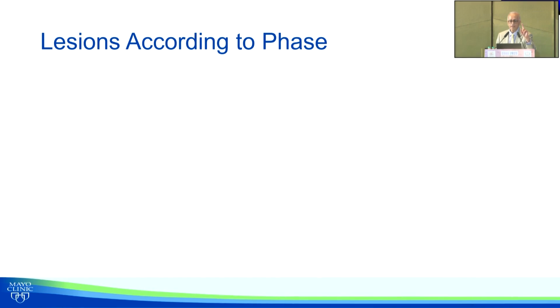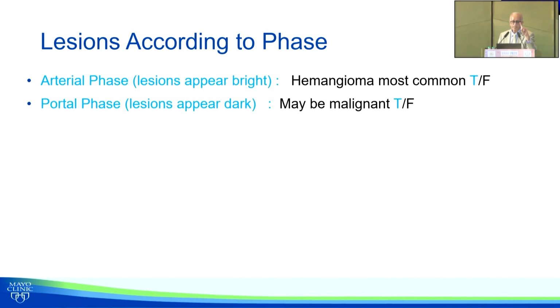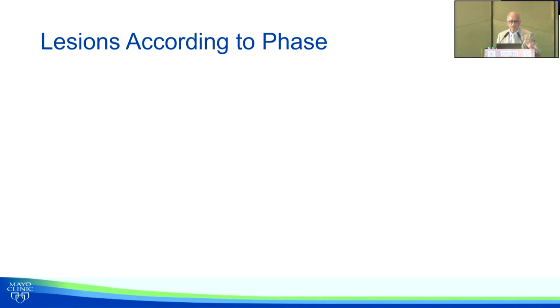Okay, so according to the phase, most common lesion which is bright is a hemangioma. Portal phase, dark lesion may be malignant, and HCC is arterial enhancement. Delayed enhancement is typical of cholangiocarcinoma, not hepatocellular carcinoma. Again, I'm going to show you pictures of this. So, another take-home message. If you see a report which says arterial enhancement, this is your differential diagnosis.